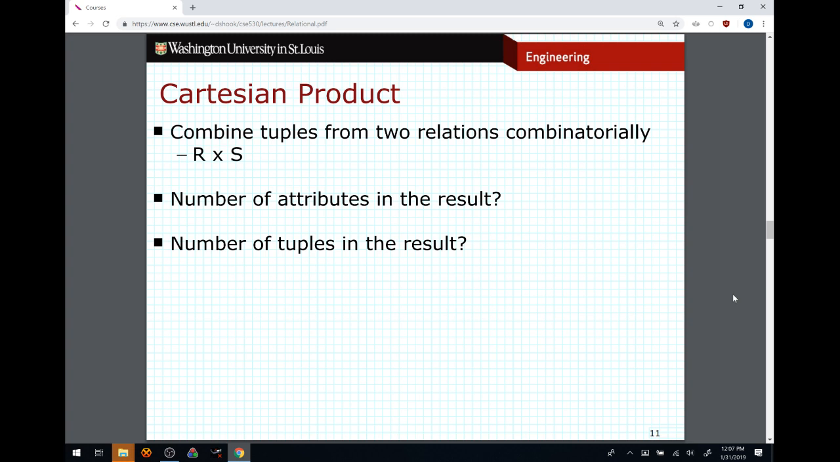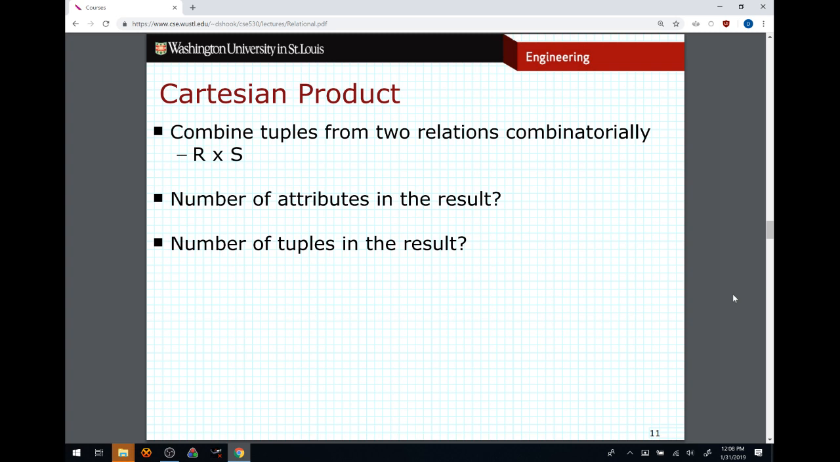So I take this row and I combine it with this row. And then I take this row and I combine it with this row, right? And then I take this row and combine it with this row. And then this row and that row. It's a Cartesian product. So the number of attributes in the result is always going to be the number of attributes in the first relation plus the number of attributes in the second relation. All of them, right?